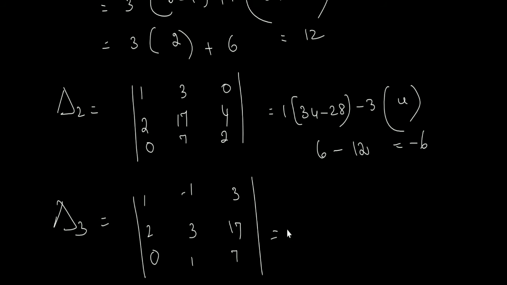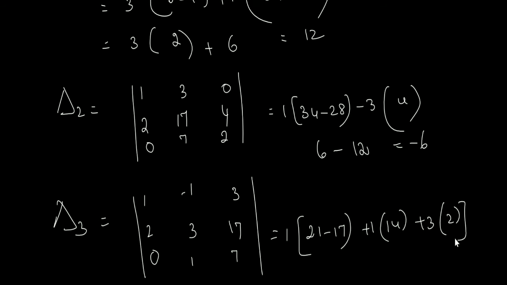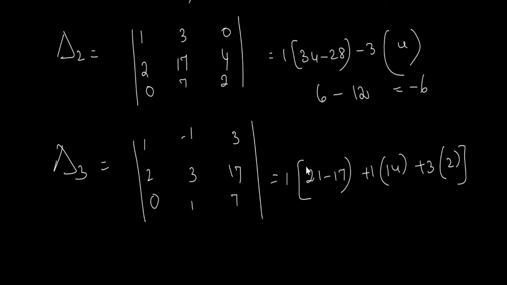So that is equal to 1 into 21 minus 17, plus 1 into 14, plus 3 into, cut this row and cut this column, 2. So that is equal to 21 minus 17, 4, plus 14, plus 6, 24.